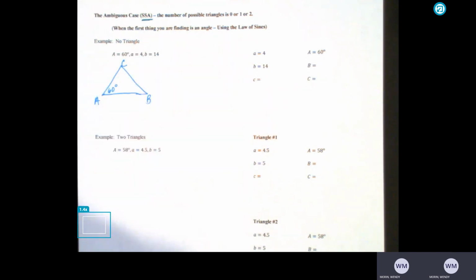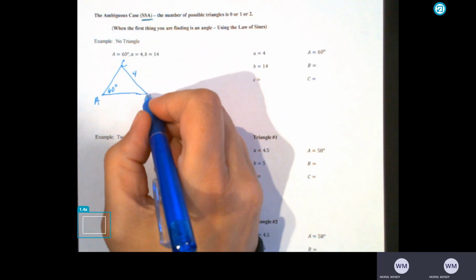Label the given information. Angle A is 60 degrees. Side A is directly across from it. Angle B, side B is directly across from it. So there's the given information. So what's given to us here?